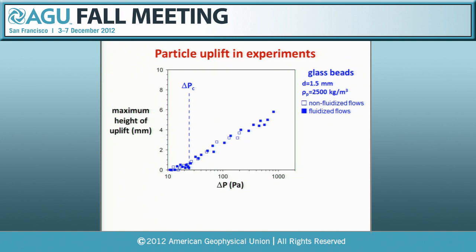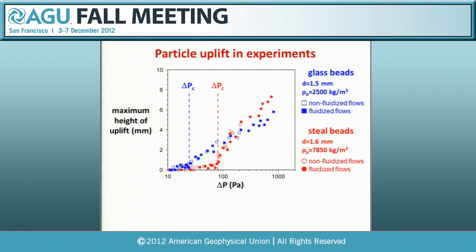This graph shows the maximum height of uplift of the particles from the substrate as a function of the pressure gradient generated by the flow head. We did first experiments with a substrate of coarse steel beads having a diameter of 1.5 millimeters, and we did experiments with non-fluidized flows and fluidized flows. This is the critical theoretical pressure gradient for uplift of the particles, and we note that the height of uplift increases with the delta P, the pressure gradient.